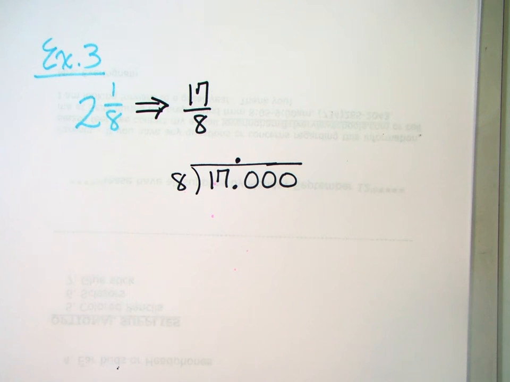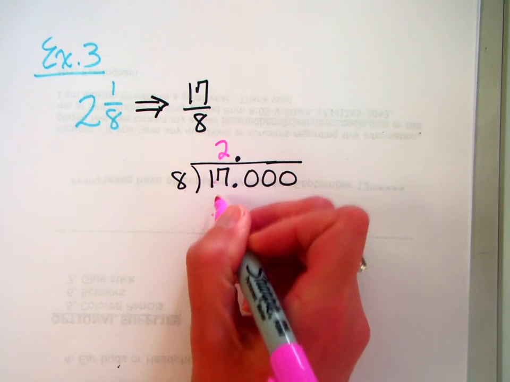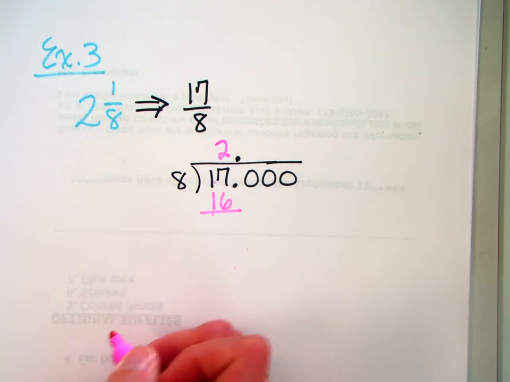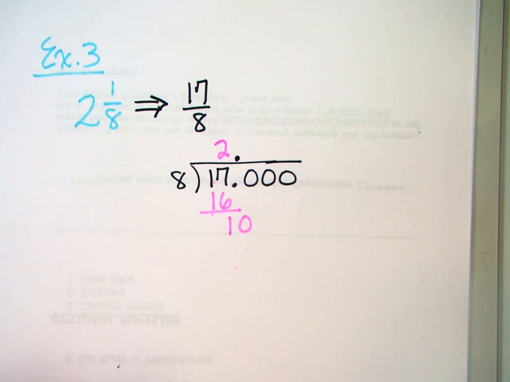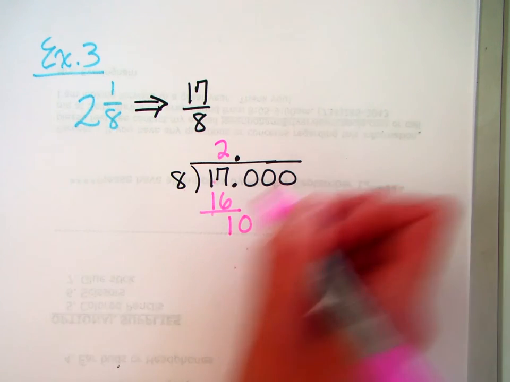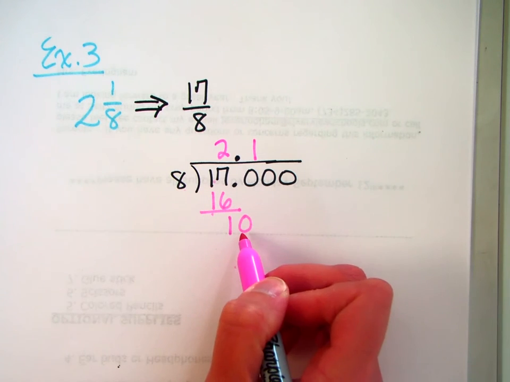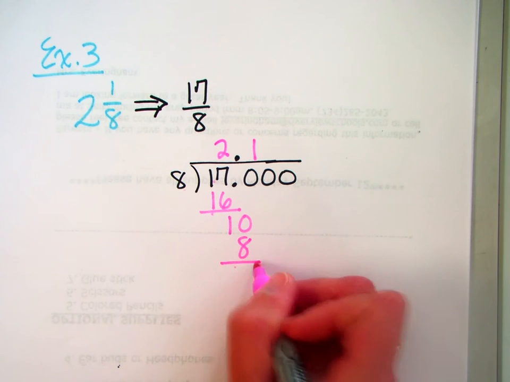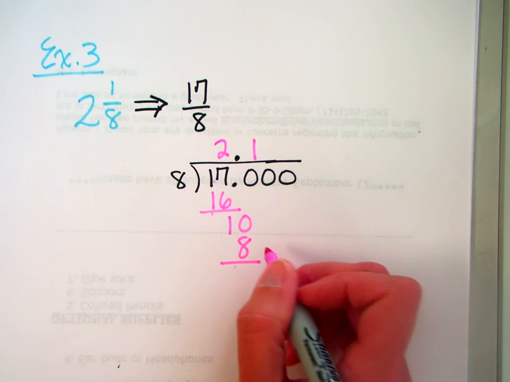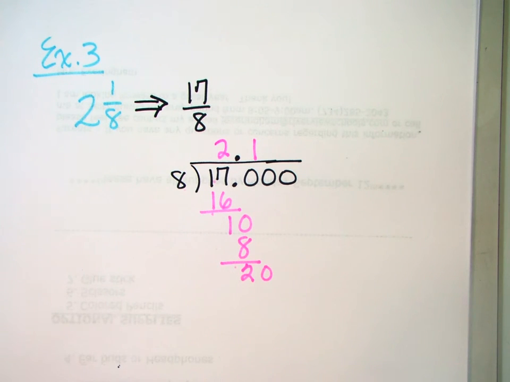All right, well, what did you do first here? 8 goes in 2 times. So that's 16. Got the 0 down. Yeah, so it goes in ones. 8 goes into 10 one time. 8 times 1 is 8. We get 20. So now we have to see 8 goes into 20 2 times.